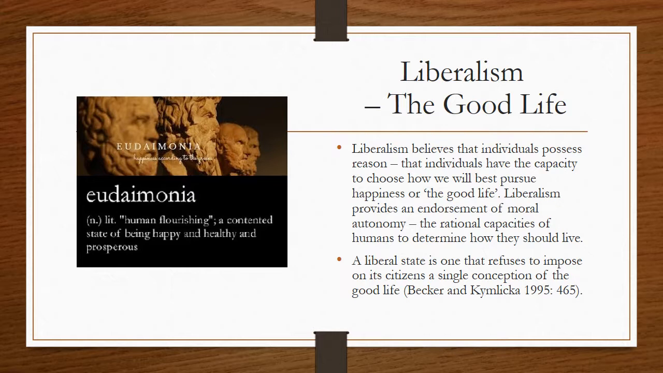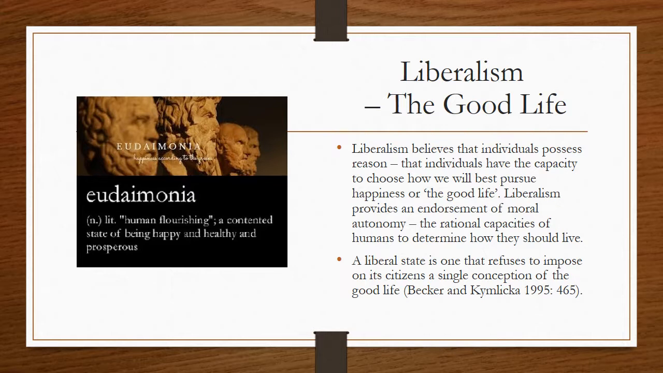So our ideas of human rights and liberalism have their foundations in Greek philosophy. We talk about Aristotle and his idea of the good life, the Aristotelian idea of eudaimonia, which is a flourishing, a contented state of being happy, healthy and prosperous. And when we said before about the idea of a liberal state being only allowed to make laws insofar as they uphold or defend or protect human rights, this is essentially what those human rights are. The right of each person to be happy, healthy and prosperous.